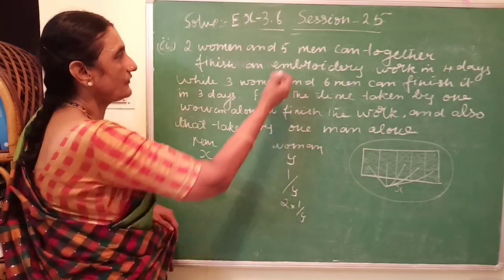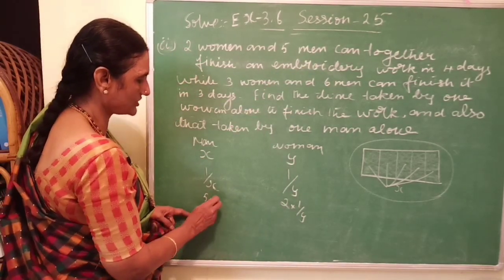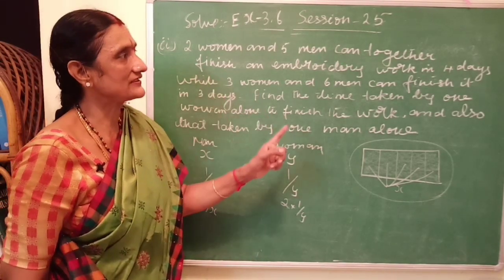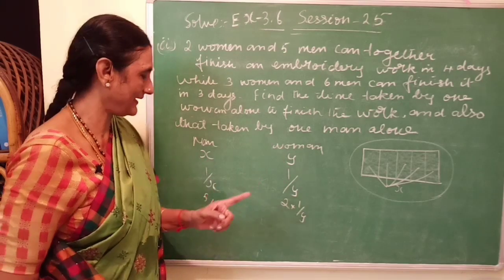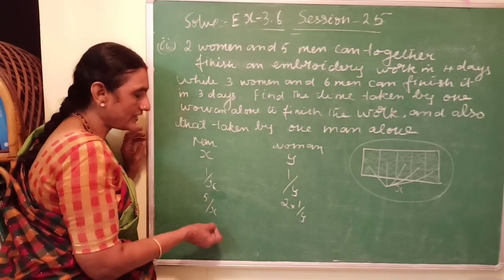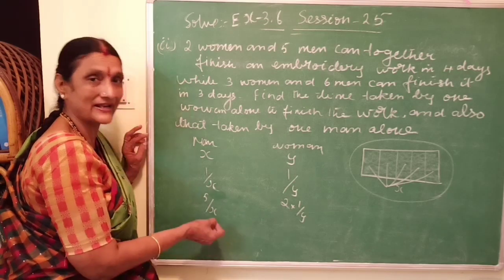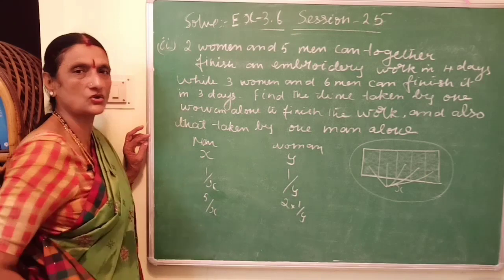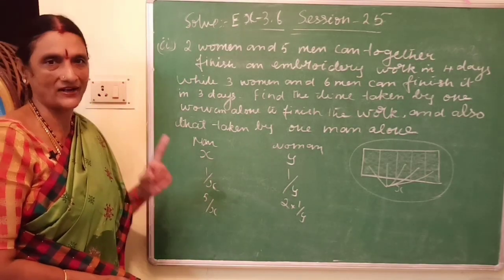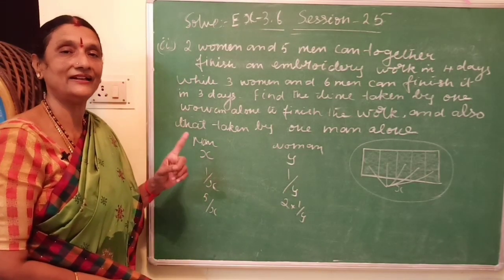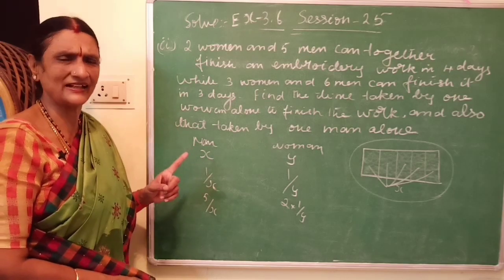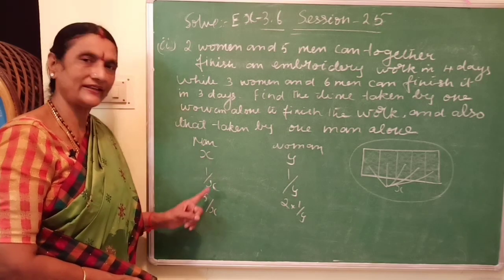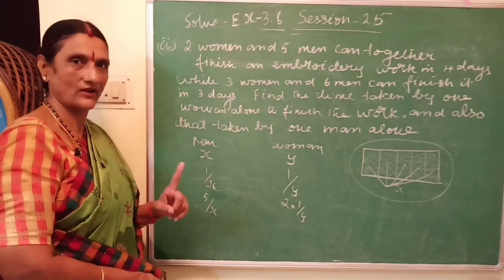Okay, and 5 men, 5 into 1 by x, together can finish the embroidery in 4 days. That means in one day these 5 men can contribute 5 by x of the work, and then 2 women can contribute 2 by y of the work in one day. You have to clearly understand this. Is it clear? One day he does 1 by x, so 5 men can do 5 by x of the work in one day.